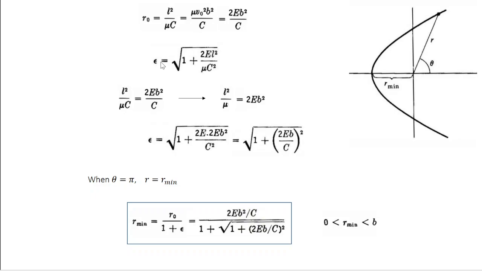In the same way, eccentricity e is given by the square root of 1 plus 2E L square divided by mu c square. Let's make some manipulations. From the previous equation, I know L square by mu c equal to 2E b square by c, so L square by mu can be written as 2E b square. Substituting for L square by mu, you get eccentricity e equal to the square root of 1 plus the quantity 2Eb by c, whole squared.